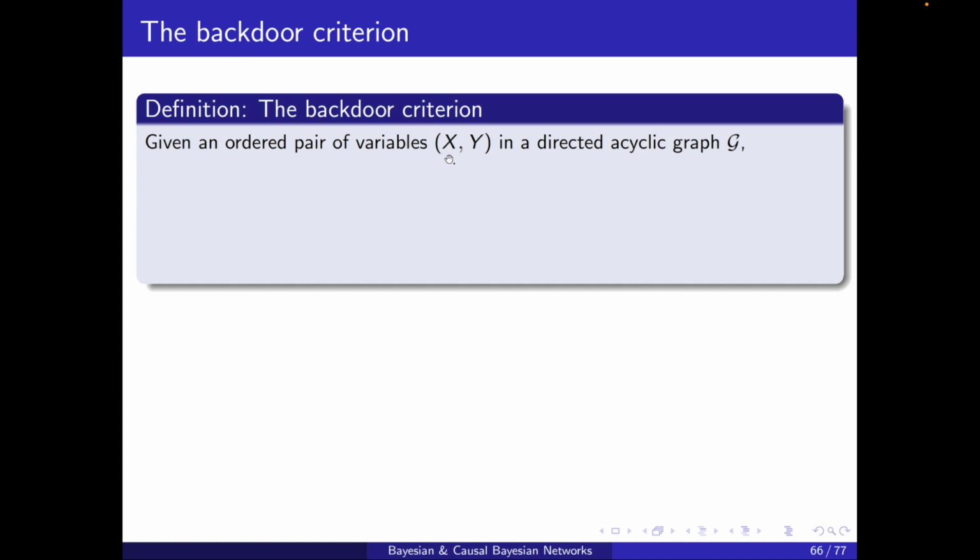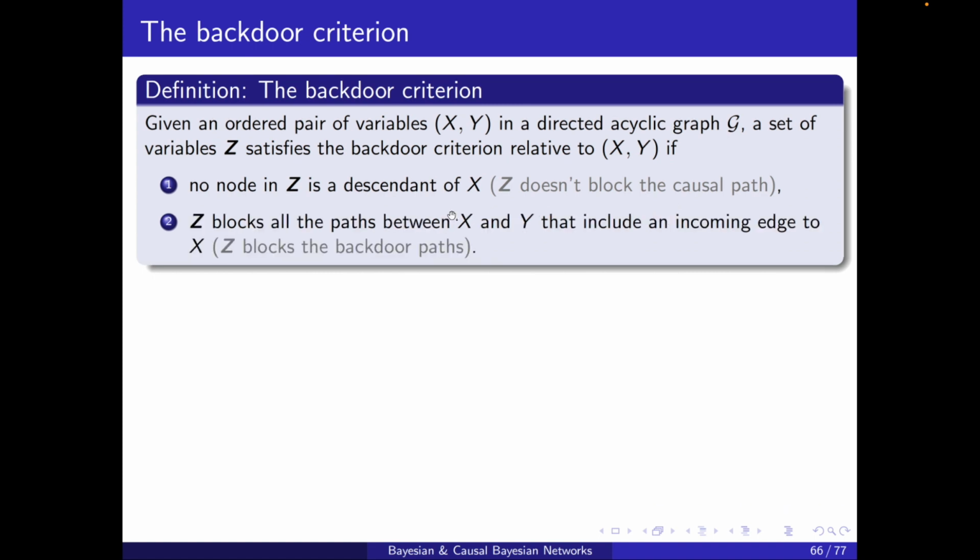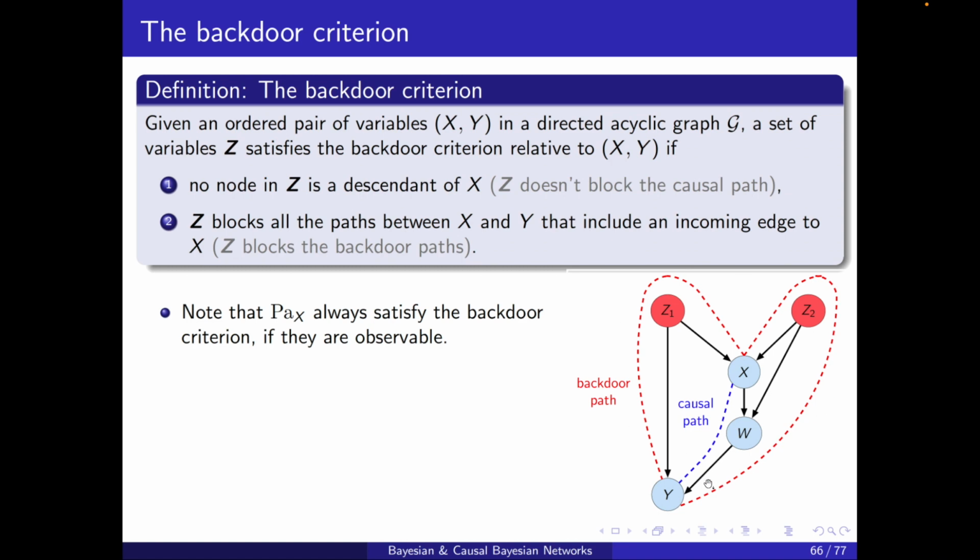Given an ordered pair of variables x and y in a directed acyclic graph G, a set of variables z satisfies the backdoor criterion relative to x and y if the following two conditions are satisfied. First, so I want to use this to explain the situation. I have x, y, and I'm going to define the backdoor criterion, a set of nodes z that satisfy these two conditions. No node in Z is a descendant of X.